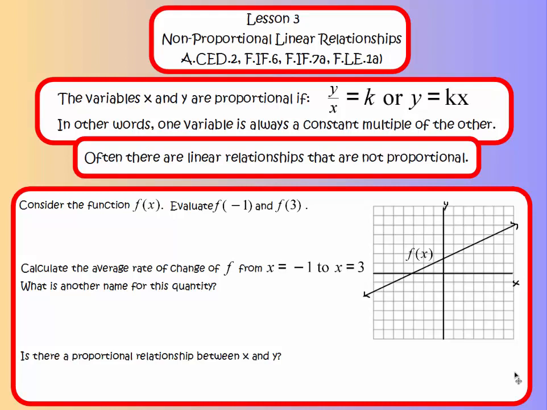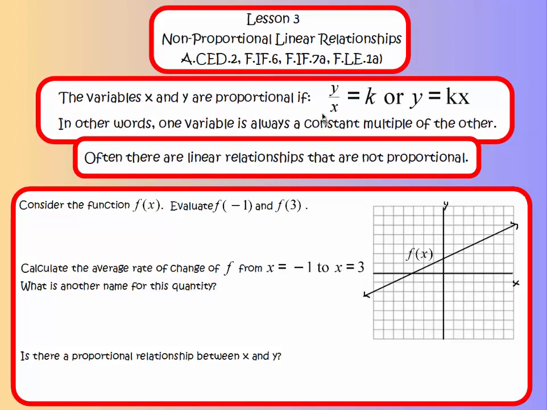Here we go with lesson 3 on non-proportional linear relationships. Okay, so the variables x and y, we consider them to be in a proportional relationship if y over x equals k or y equals k times x. So let's look right here. So y over x, let's use the pen tool, y over x equals k or y equals k times x.